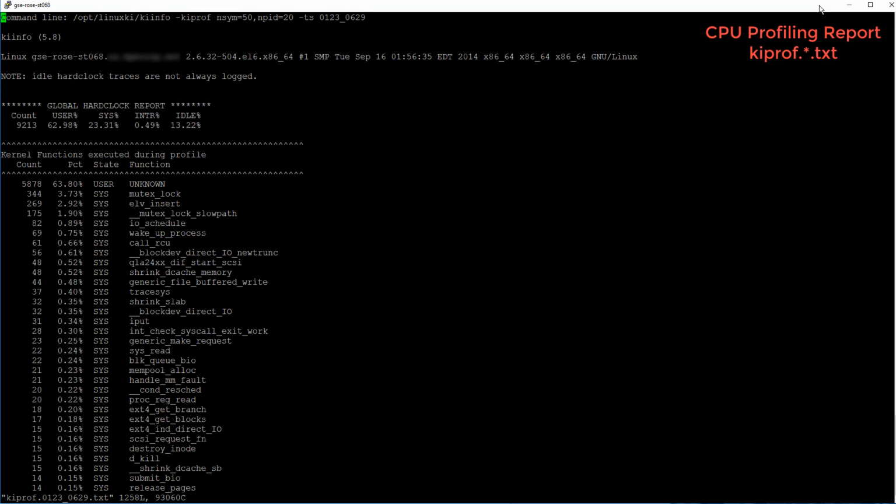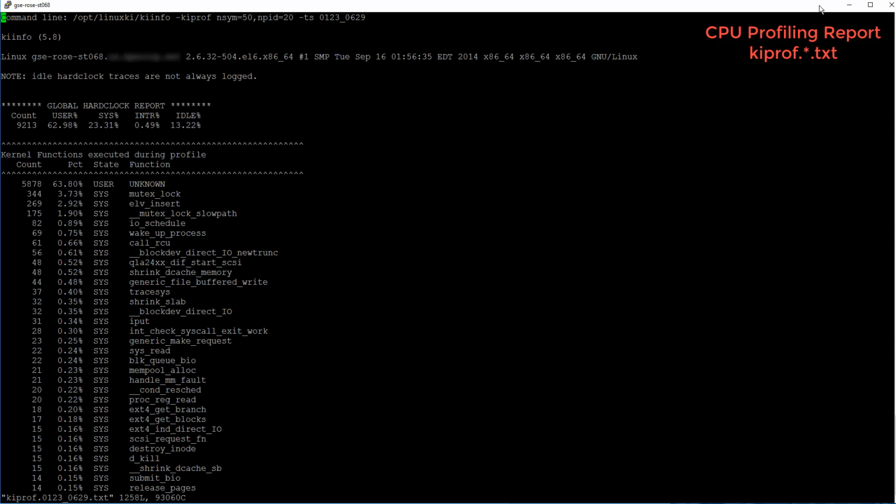The CPU profile report is based on the hard clock trace event, which is collected on each CPU core approximately every 10 milliseconds. This report provides a system-wide view of the top kernel functions that are executing, along with their corresponding stack traces. The CPU profile report is especially helpful when troubleshooting problems when higher than expected system CPU is observed.